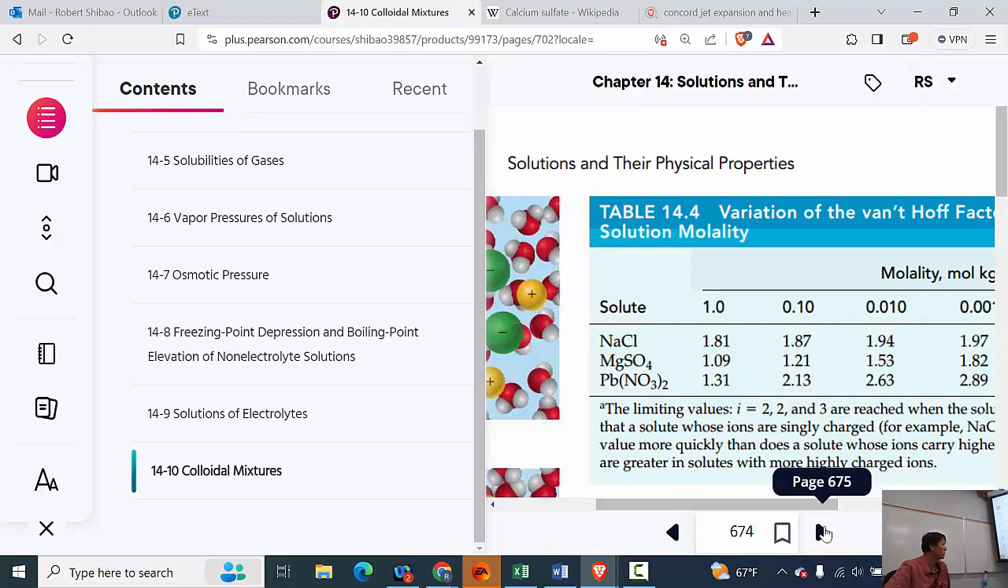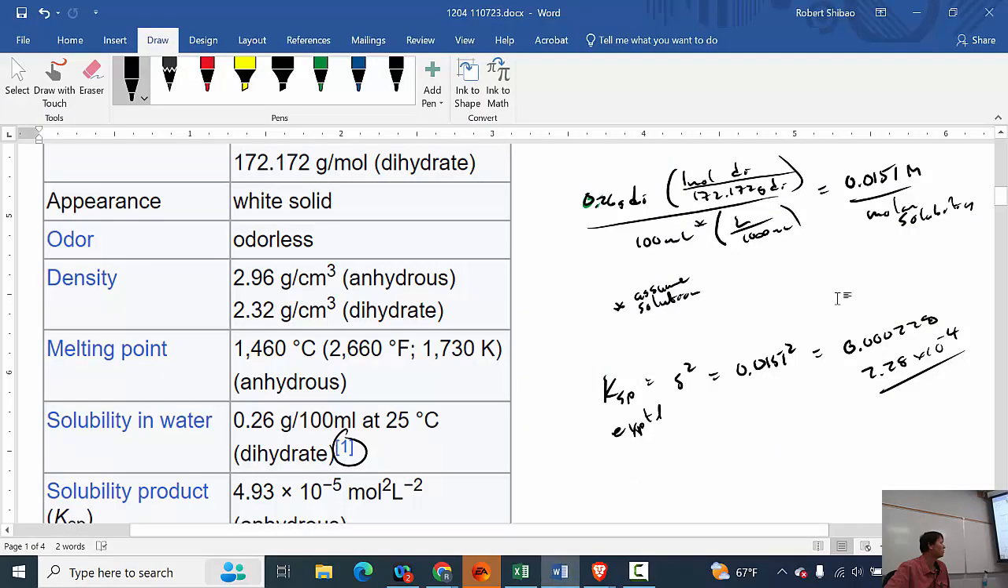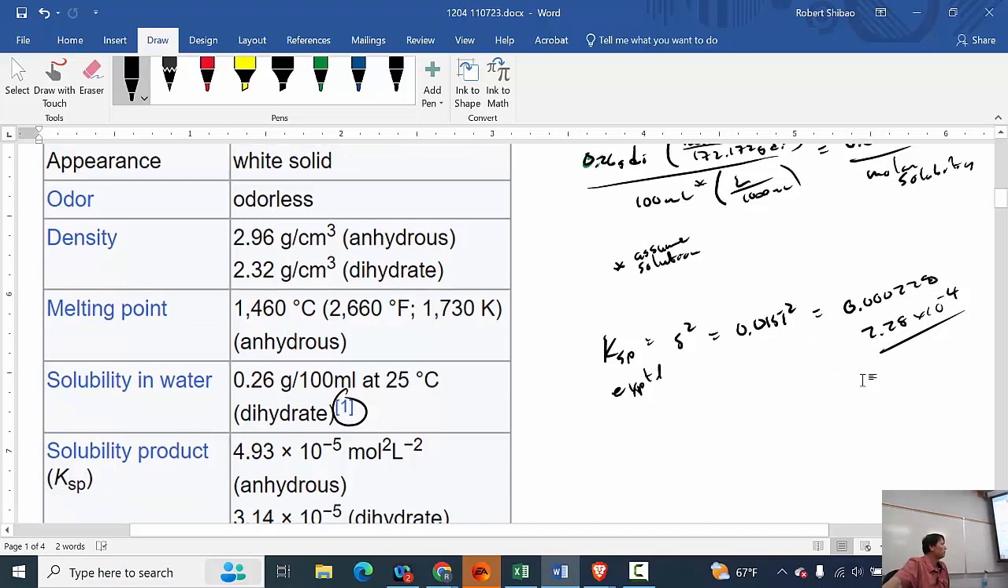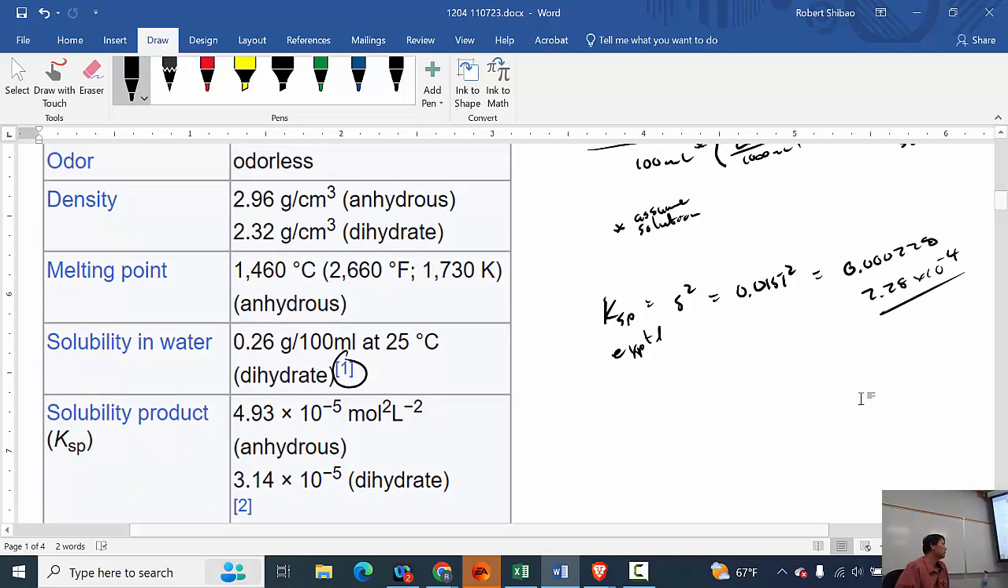So let's take a look at how far off we are. We're off more than 25%. We're off by 2 orders of magnitude here. There could be other factors. This was an experimental KSP. I don't know what the source of this is. I probably should look that up, but I'm not going to waste too much more time. This is how we do it.